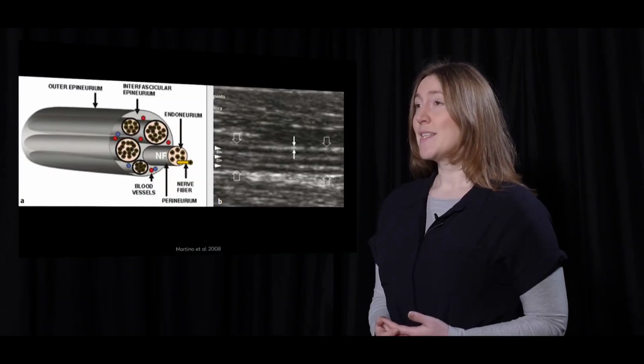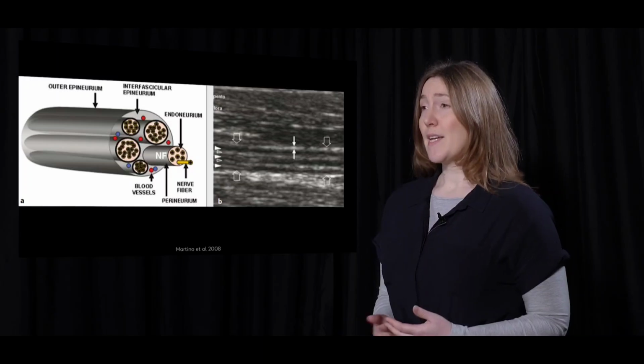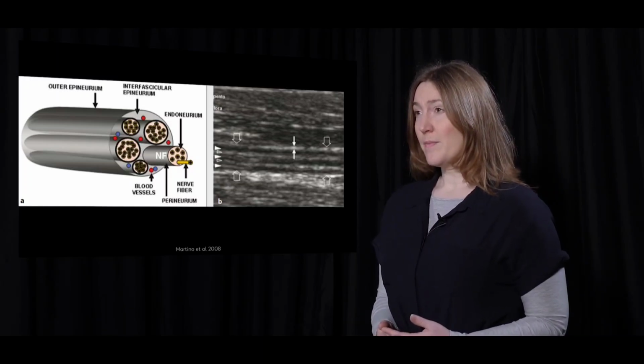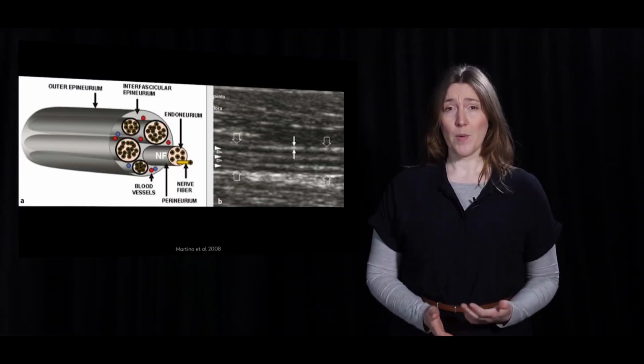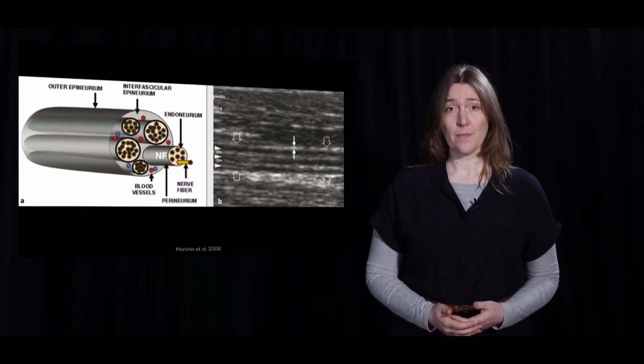On this slide, you can see on the left side schematically the peripheral nerve anatomy and all neurium layers. On the right side, you can see an ultrasound image of a longitudinal nerve. Do you see the hypoechoic nerve fascicles and the hyperechoic perineurium?